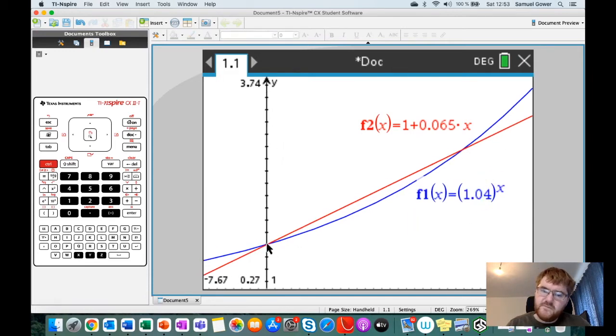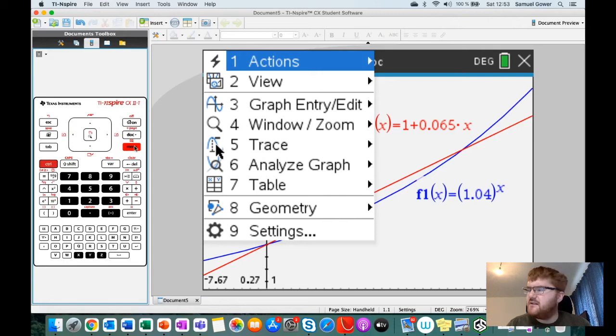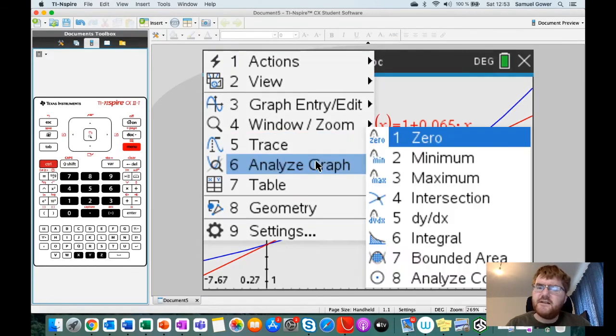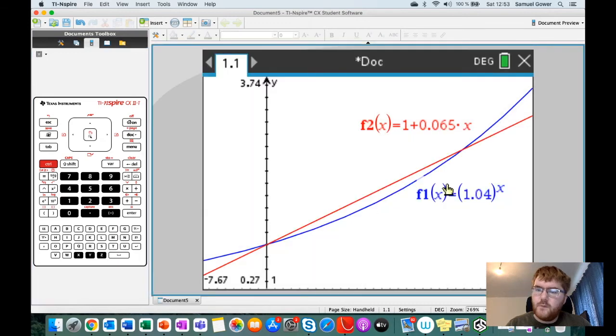And you'll see they start at 1. They both start at 1 here, but they also cross over here too. Now, this is not necessary, I don't think, for the question, but we can find out that intersection point by analyze graph and intersection. We click before, click after, and you'll see after 23.9, so after 23.9 years, that the two models will then be at the same amount again, and then the blue model then goes up and up and up much more quickly.